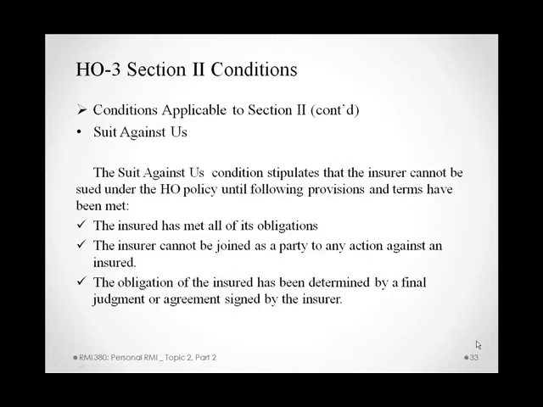Sometimes you have seen cases where the insured sues the insurance company for the money that the insurance company refused to pay. However, you have to bear in mind that the insured can only sue the insurance company if they have fulfilled the following requirements. First, he would have to meet all of his obligations, and the insurance company cannot be joined as a party to any action against an insured, and the obligation of the insured has been determined by a final judgment or agreement signed by the insured.